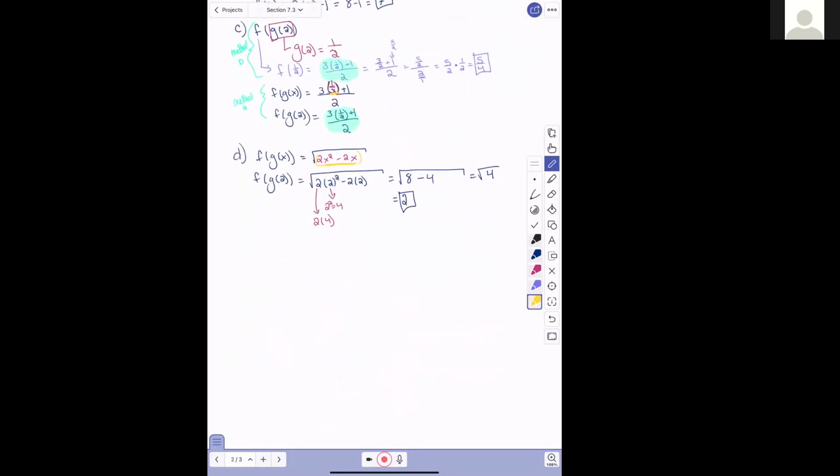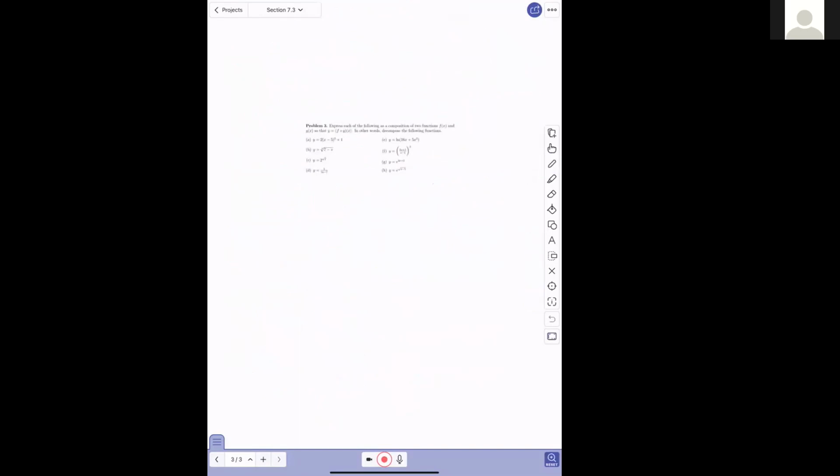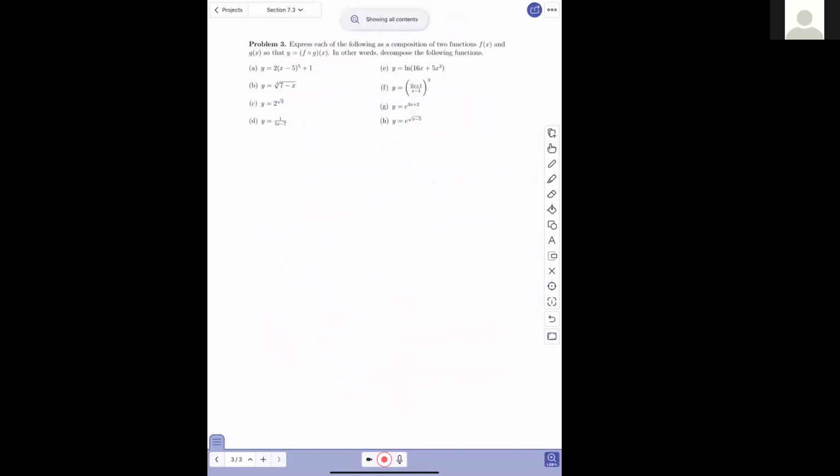Okay, moving on to problem 3, page 3. All right. So now we have to do the opposite of what we've been doing. We've been composing our functions, but now we want to decompose them. So we want to take them apart. So it's easiest to do this by looking at examples.